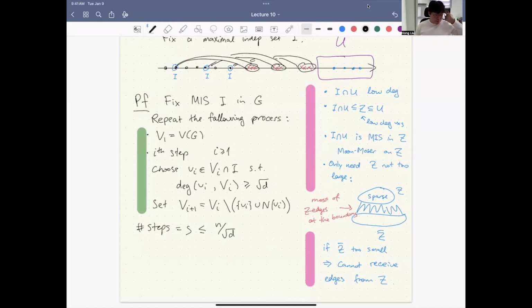Now, good. Now we talk about the remaining set. Let the remaining set be U.